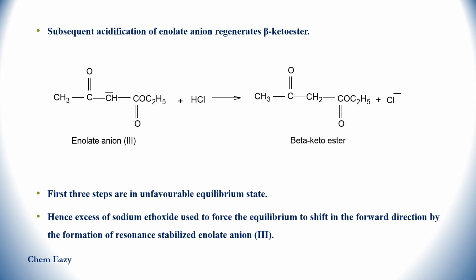Again, the beta keto ester can be regenerated by acidifying the enolate anion. You can see in this reaction the enolate anion is acidified with hydrochloric acid, which regenerates beta keto ester. In this mechanism, the first 3 steps are in an unfavorable equilibrium state. So excess of sodium ethoxide is used to force the equilibrium to shift in the forward direction by the formation of resonance stabilized enolate anion.